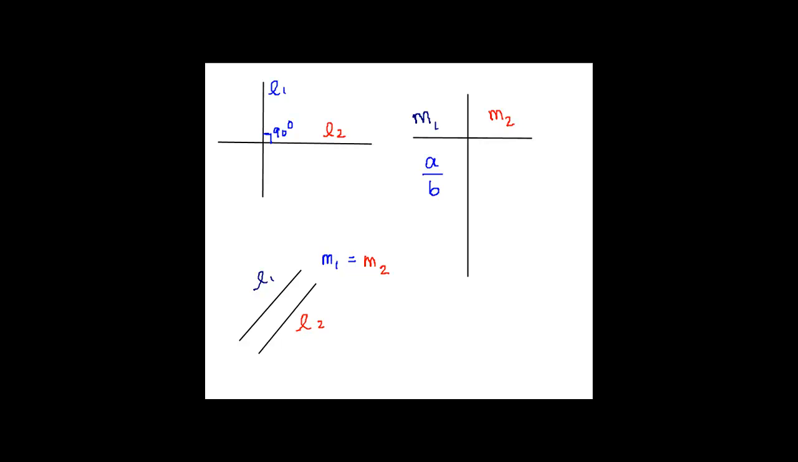Anybody? It would be negative and reciprocal. Negative B over A. Please always make a note of that. If two lines are perpendicular, their slopes would be negative and reciprocal of each other.